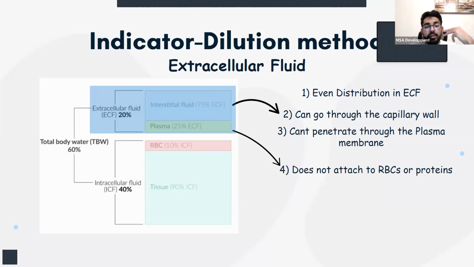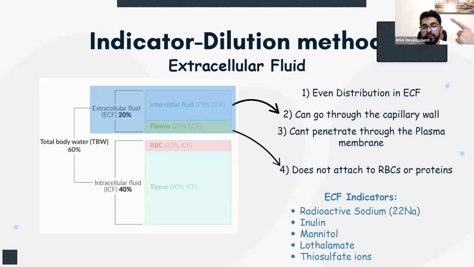Last but not least, and it's regarding the distribution in the plasma, it does not attach to RBCs and proteins. This is kind of similar to the idea that it cannot be leaking or it can't be metabolized, because this is also going to affect your measurements when you are going to measure the concentration. Okay. So the indicators that follow this criteria are radioactive sodium, inulin, mannitol, iothalamate, and thiosulfate ions. These indicators basically follow these criteria and can be used when you want to measure extracellular fluid volume.